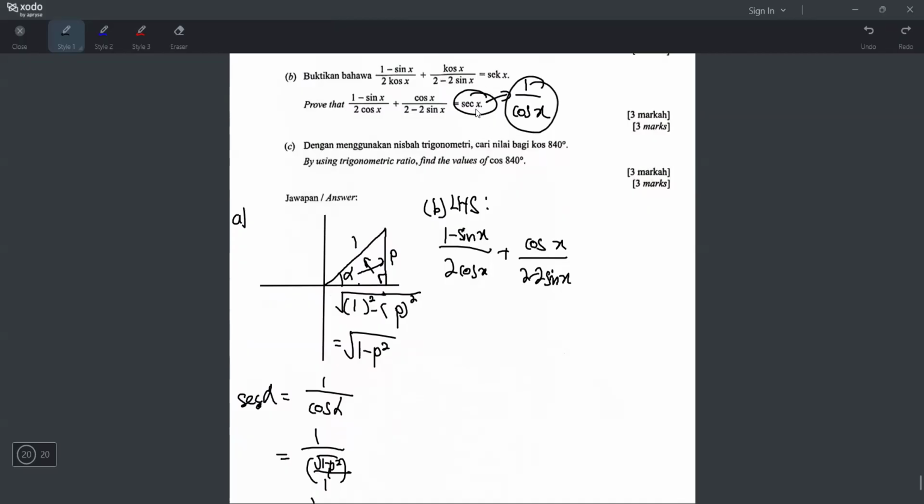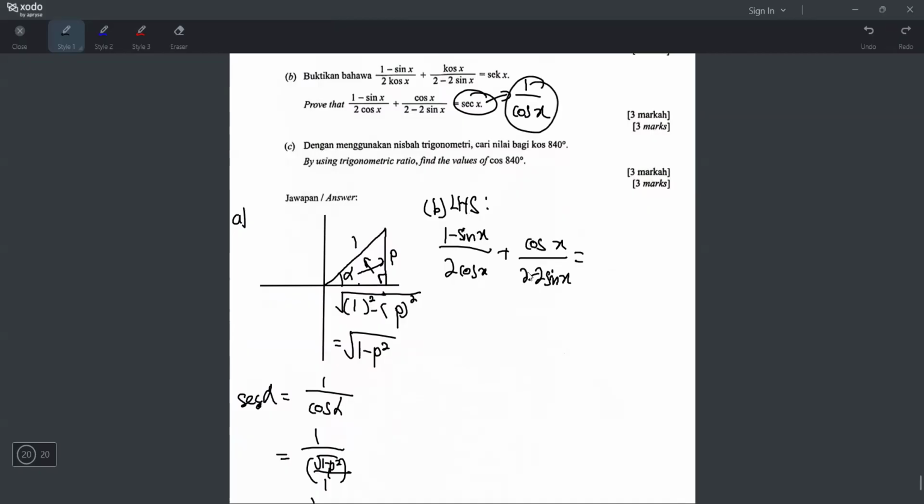So sec x, the only thing that it can change is 1 over cos x. So we have to try to change this to 1 over cos no matter what. Like you have to use your brain and think. Right? Okay, so what I will do now is, can we factorize? Cannot, right? Yeah, you can factorize.